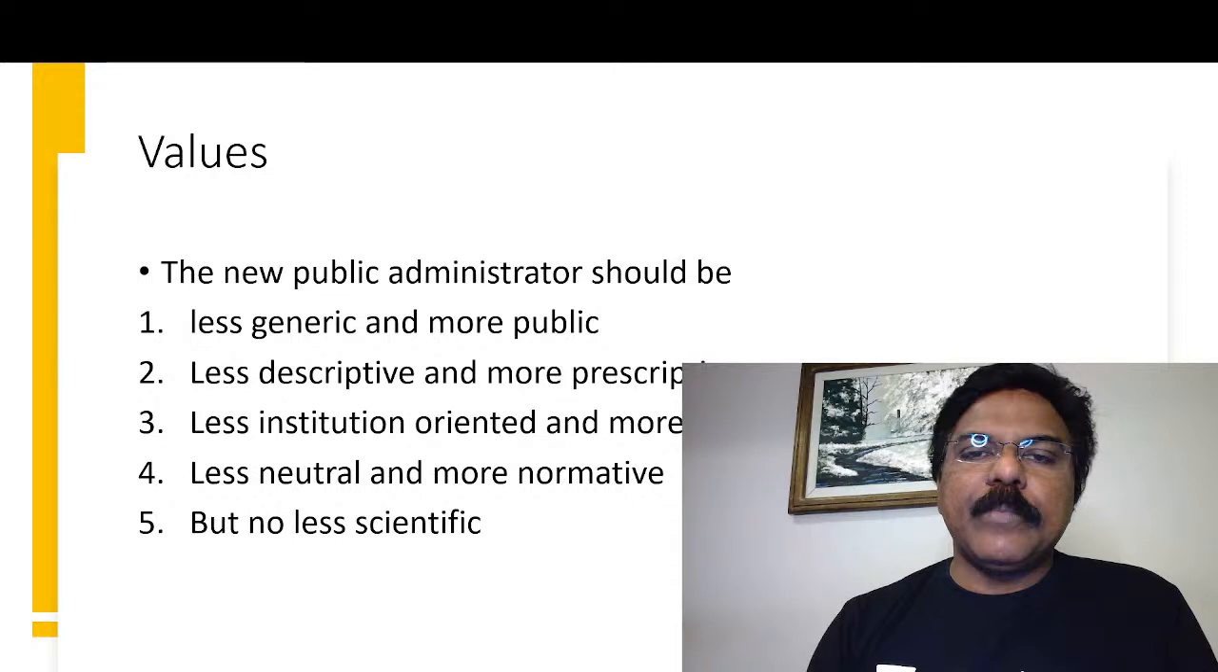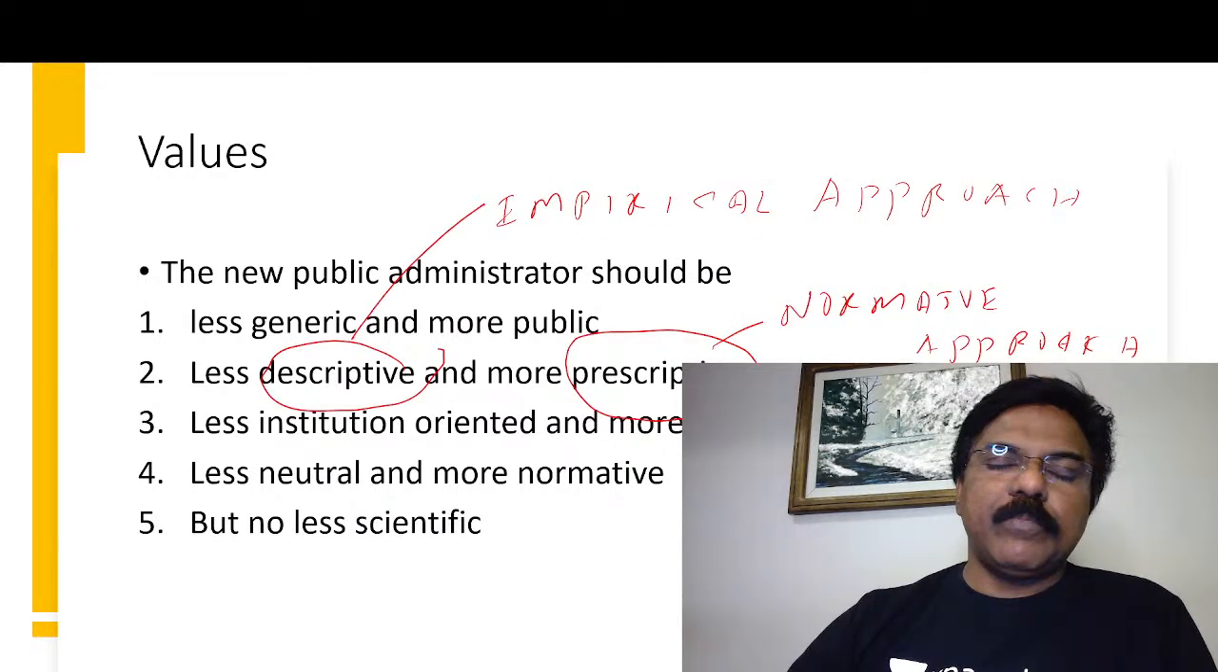So less descriptive and more prescriptive, less generic, less managerial, less private sector oriented, less business oriented and more public oriented, less empirical and more normative, less institution oriented. So everybody is trying to keep the institution intact, and more client oriented. This is called client orientation. Less value neutral and more normative, right? But no less scientific. Whatever you do, still be scientific.